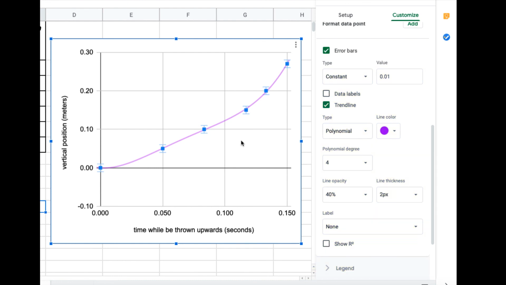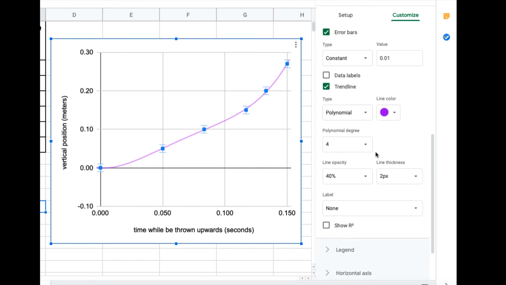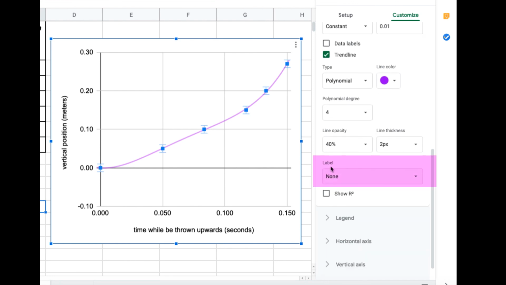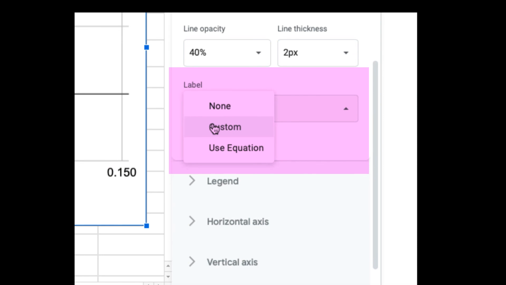Now, let's say you want the equation for that fit, and you do. Then all you're going to do is here, where it talks about label, instead of saying none or custom, you're going to click this, use equation. And if I click that button, then it would display the equation on the graph. And so that's going to be what you do, so that you will upload that graph with the equation displayed on it.